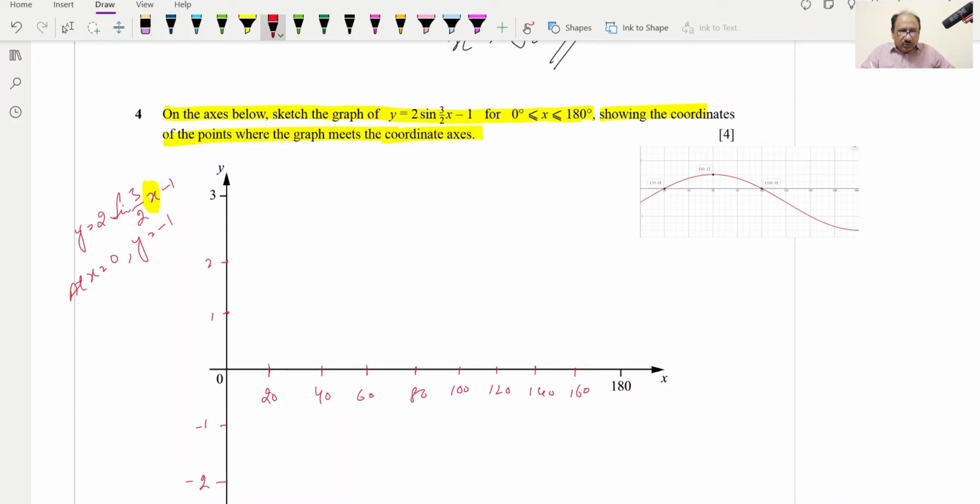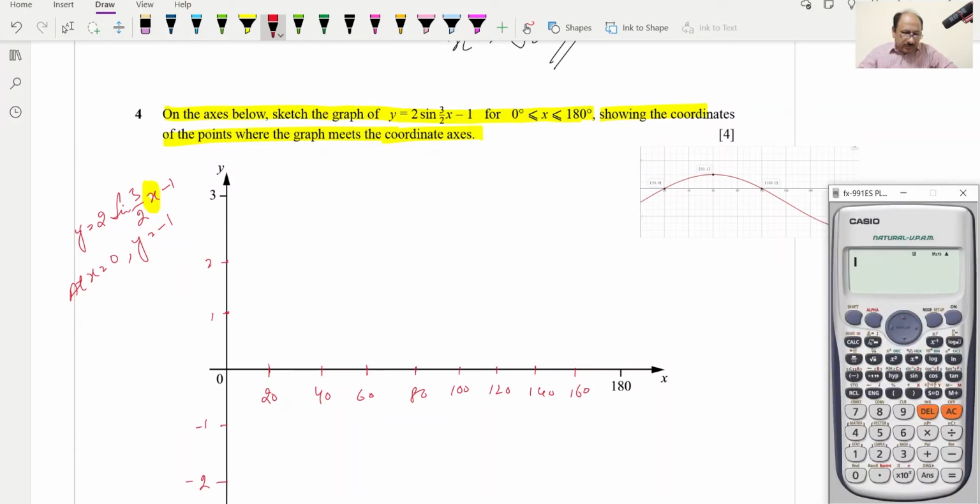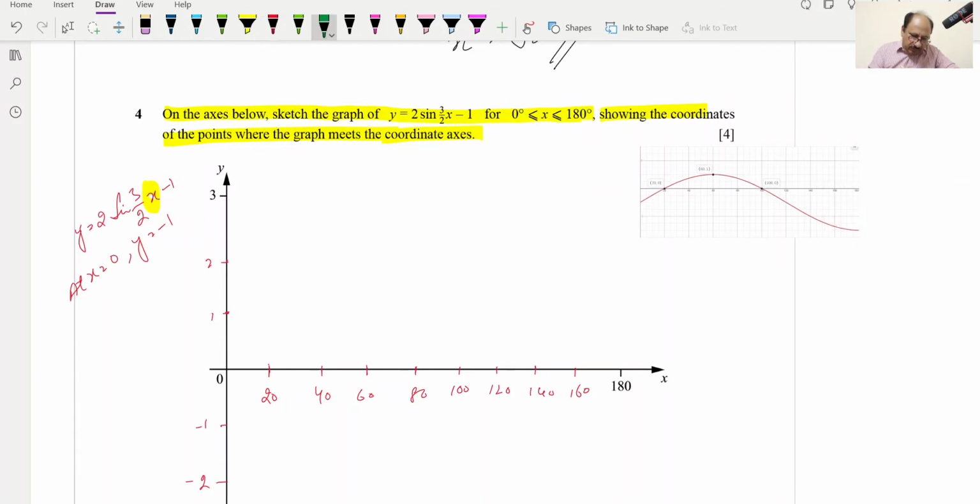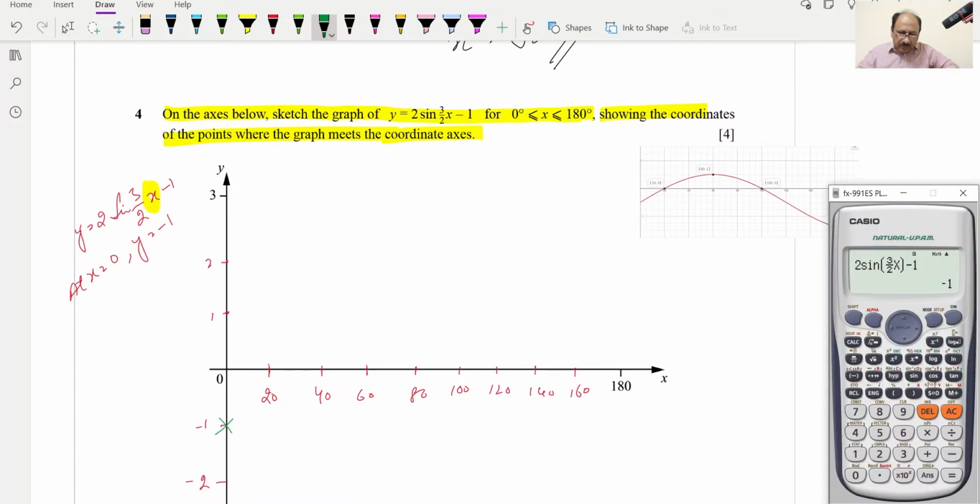I have taken this. So now we can check for these values. We will type the equation 2 sine of 3 over 2 x, bracket close, and -1, and calculate for x is equal to 0. This will be -1. So our one point we got is over here, and the second point we can check for 20. So calculate for 20.